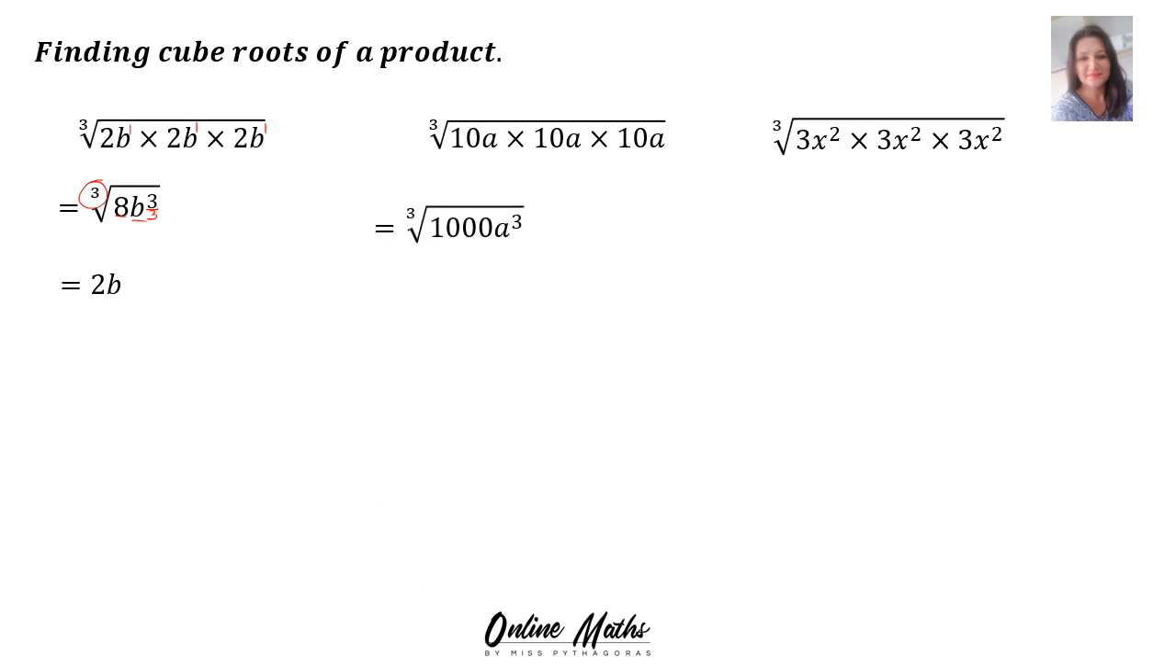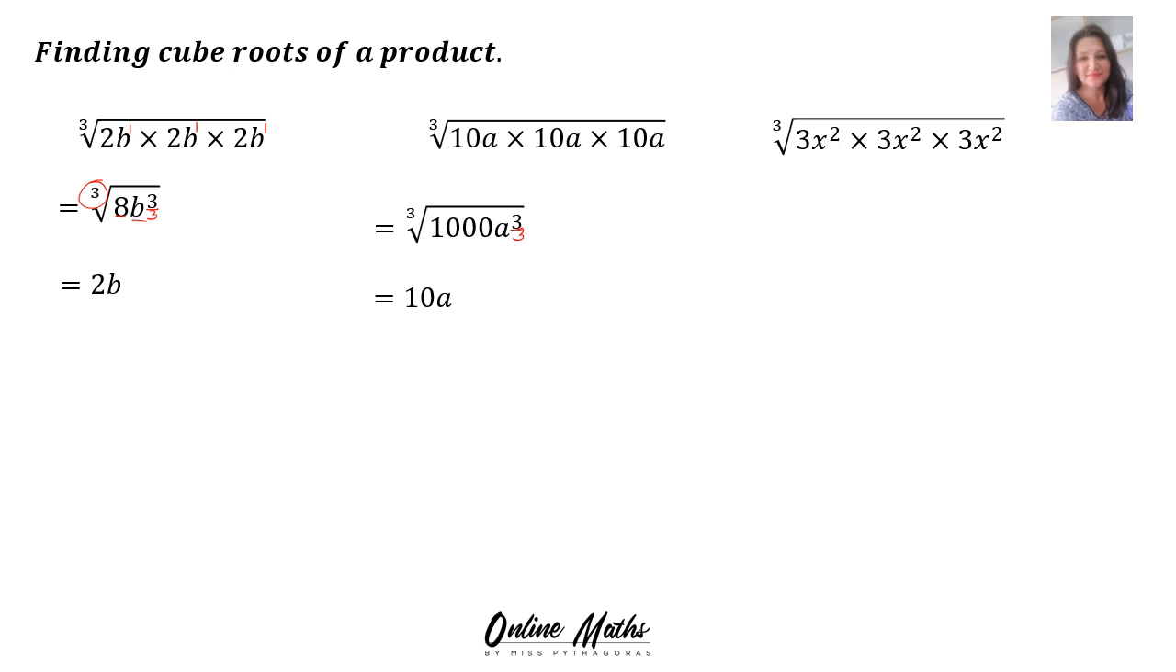The next sum, first you will simplify under the cube root. So 10a times 10a times 10a is 1000a to the 3. Now, the cube root of 1000 is 10, and on a to the 3, we will divide the exponent by 3. Therefore, the answer is 10a.